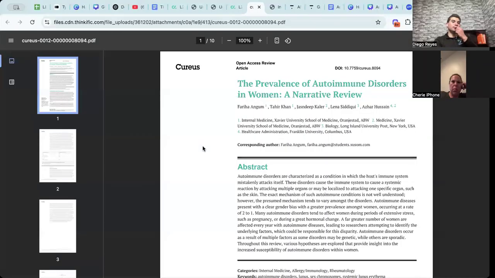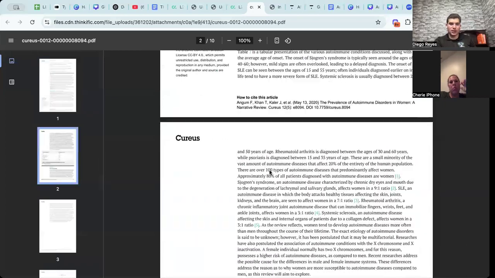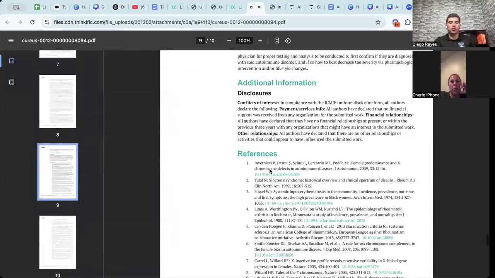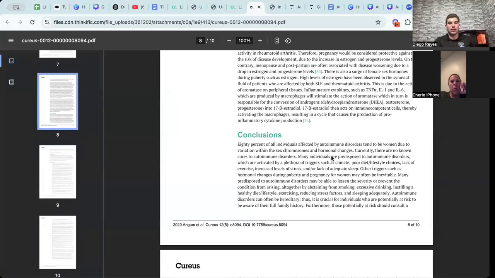This is going in the female group chat. Look at that, you guys can't see that. So we have the prevalence of autoimmune disorders in women, a narrative review. Let's look at the conclusion of what it said.